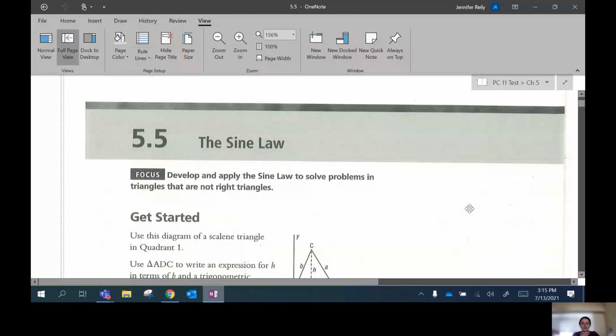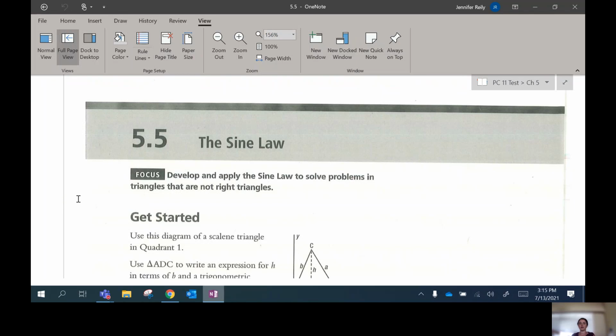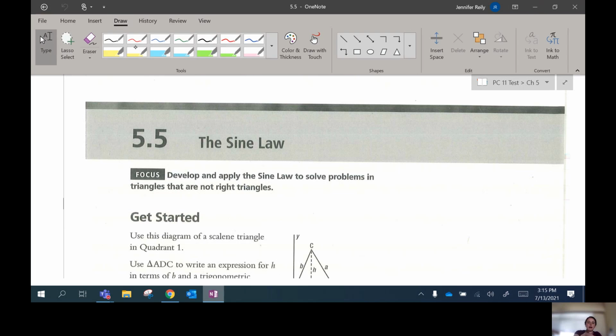6.5. Today we're going to be doing the sine law. So we're going to switch gears in this chapter. Lessons 1 through 3 are dealing with right triangles only and the coordinate grid. And then 5.5 and 5.6 deal with situations where we do not have a right triangle.